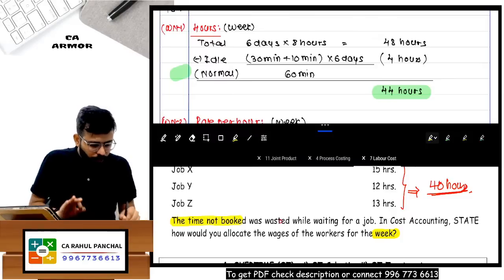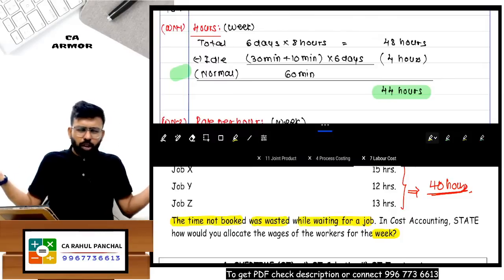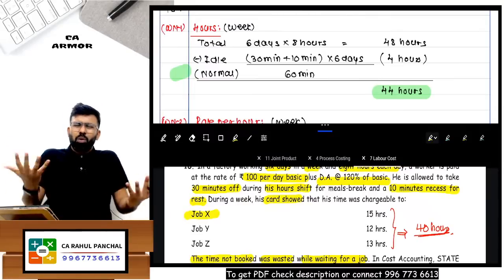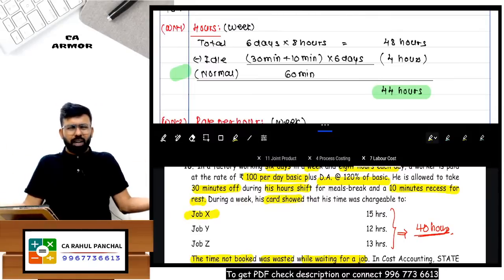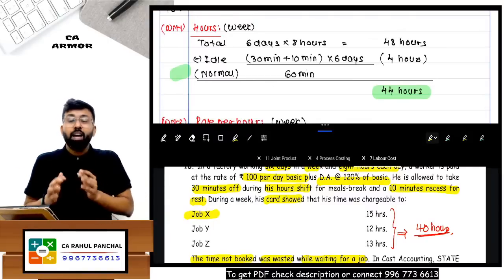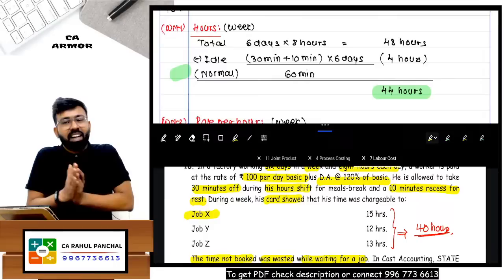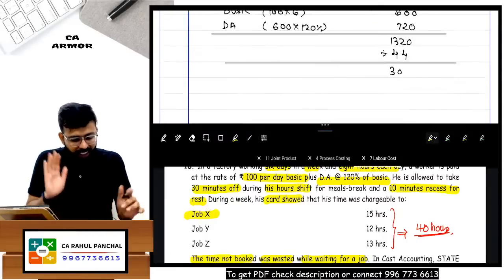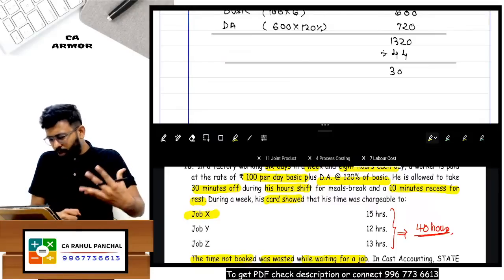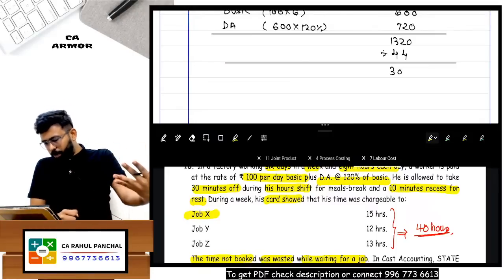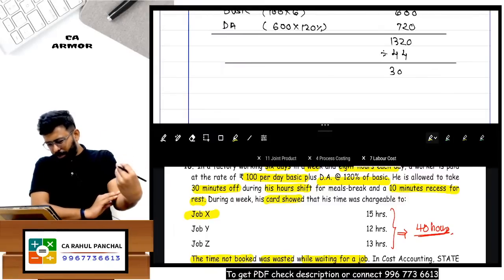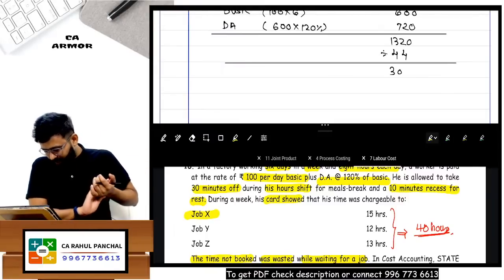The time not booked was wasted while waiting for a job. Let us say job X was done. Then he doesn't know when the next job will come, so he has to wait. Now that is something which is not expected, how much time will be wasted, which is abnormal loss, which is not expected in advance. Please understand, abnormal loss cannot be recovered from the customer. We discussed that in detail in the foundation also. We'll discuss it in the Telegram for that matter.